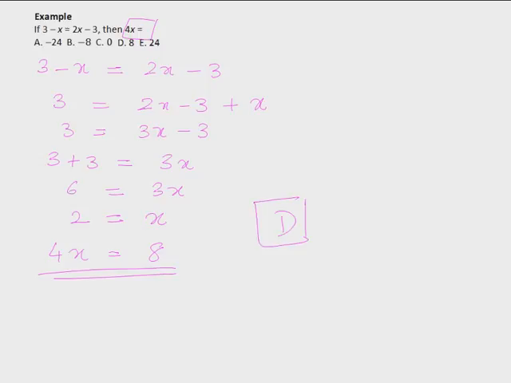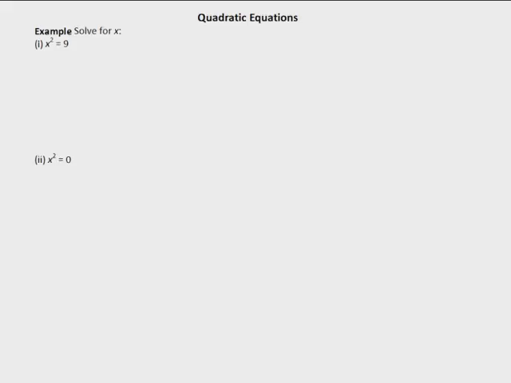So again, this linear equation involved x's on both sides. So first I grouped the x's by bringing all the x's together on one side. And then I moved all the constants on the other side. And then I had an equation of the form 3x equal to 6. And that was easy enough to solve. I just divided by the coefficient of x. That's enough for linear equations. They're very easy to solve.